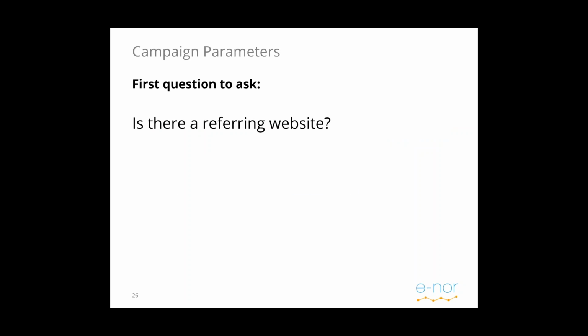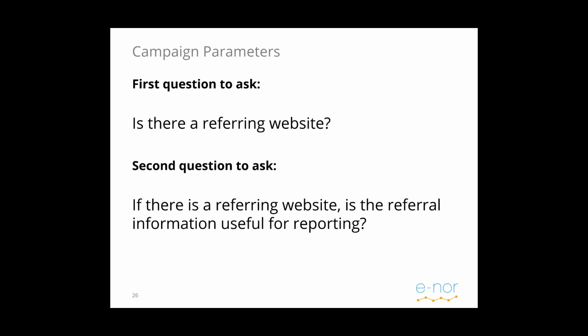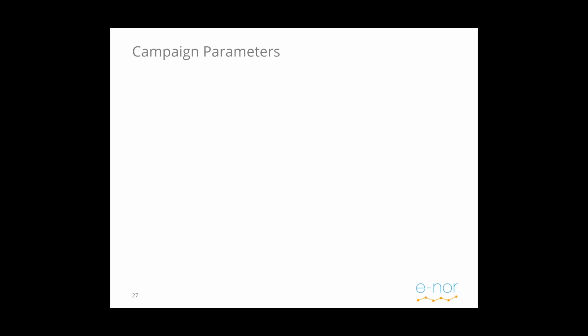So to reiterate, first question to ask for any of the campaigns that you are responsible for issuing, for getting visitors to your website: is there a referring website? Second question to ask, if there is a referring website, is the referral information useful for reporting? So think of those two really fundamental questions for all traffic that you are generating. Is there a referring website? And if there is, is the reporting based on referral going to be useful for my reporting, or will I need campaign parameters to help me with the reporting?